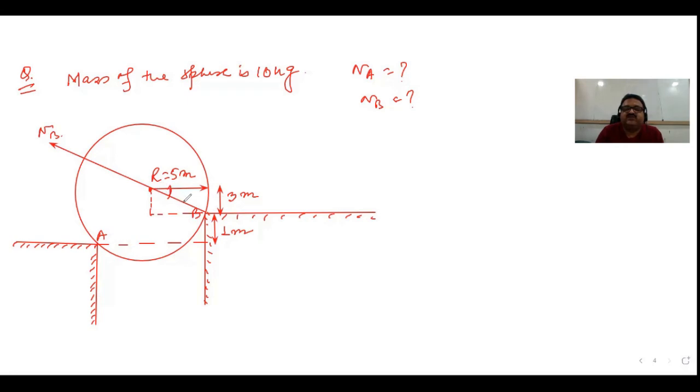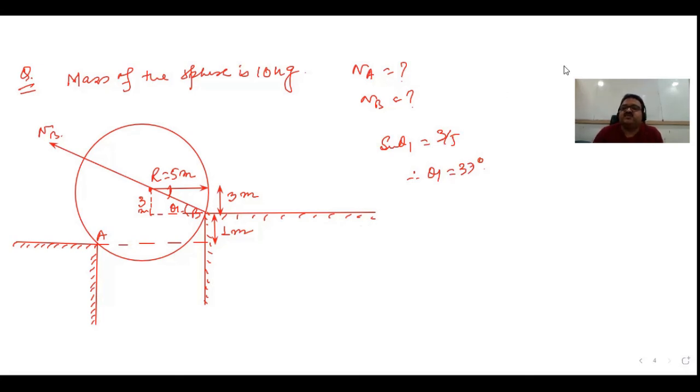Now, this is 5 meter radius, and this is given 3 meter. And we can calculate this angle very easily. What we know, height is known, hypotenuse is known. So what we can write, sine of theta 1 is equal to 3 by 5. It means that theta 1 is nothing but 37 degree.